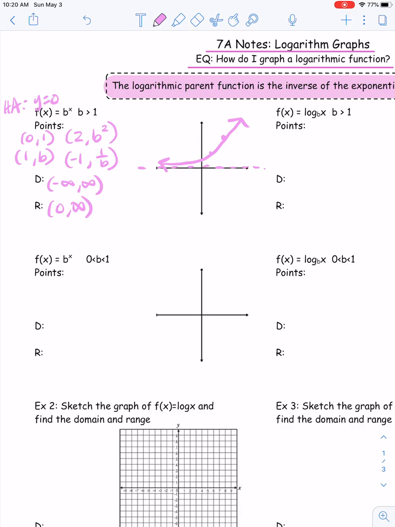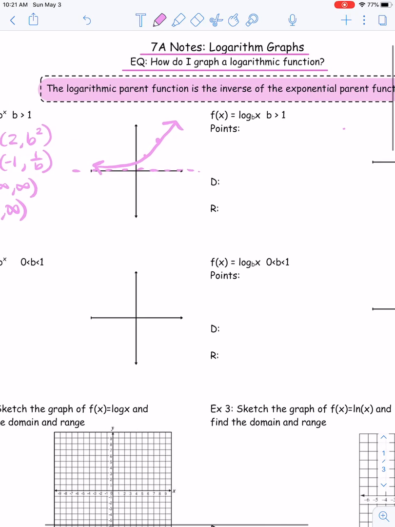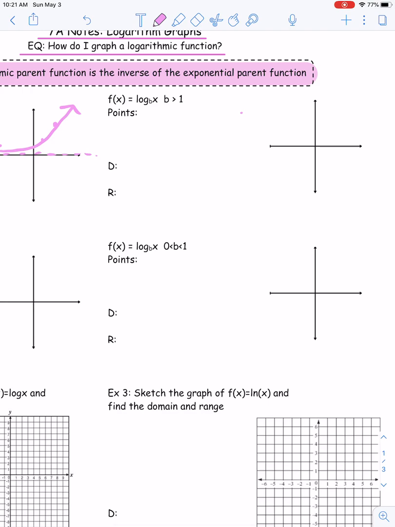Okay, so because the log and the exponential graphs are inverses of each other, you know that a characteristic of inverses is that the points in the ordered pair simply switch. Your x and y values switch places. So over here on the right hand side, notice we have log base b of x. b is still greater than 1. So instead of the point (0, 1), now we're going to have the point (1, 0). Instead of (1, b), we'll have (b, 1). We'll have (b squared, 2). We'll have (1/b, -1).